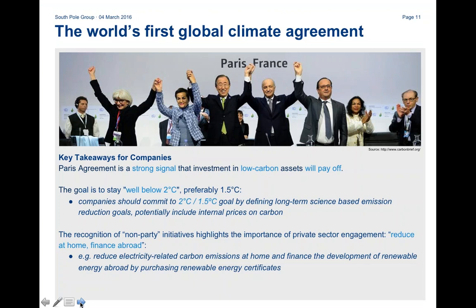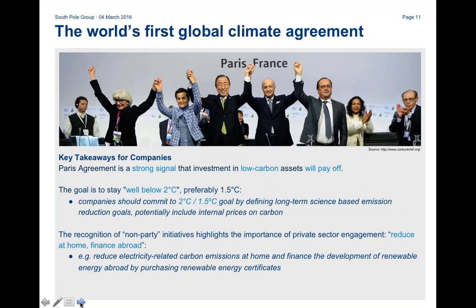So why is renewable energy relevant now? A good starting point is the recent agreement made in Paris from the COP21 meeting from December last year. This agreement represents a historic moment for climate change as it constitutes the single most important piece of legislation concerning the reduction of greenhouse gases on a global scale.